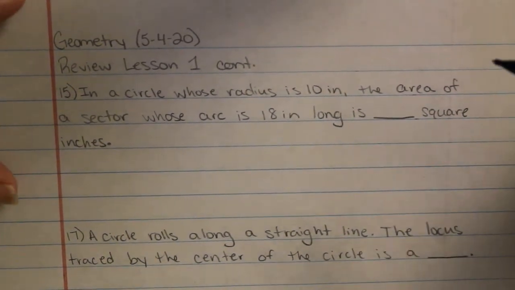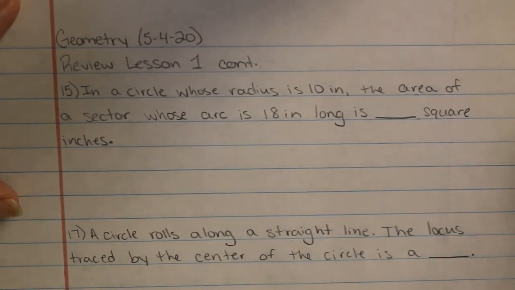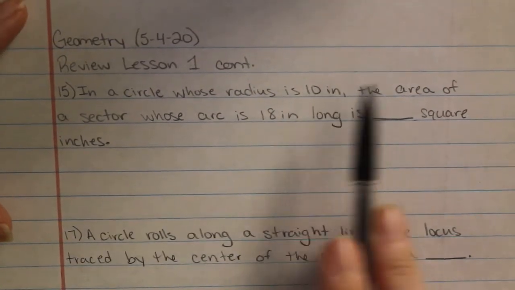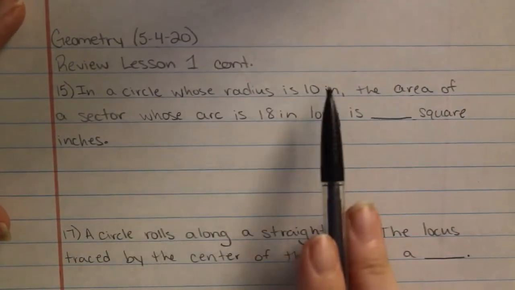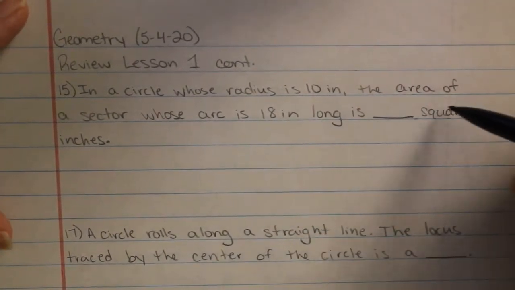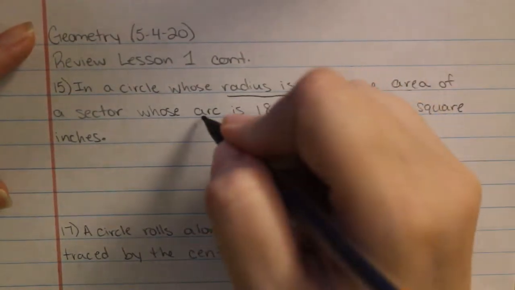So I'm going to jump right into it because this is going to take a little while to get through all of these because I have a couple on the back of this piece of paper as well. So in a circle whose radius is 10 inches, the area of a sector... find the area, oh wait, never mind. The area of a sector whose arc is 18 inches long is blank square inches. So I have the radius and I have the arc length.